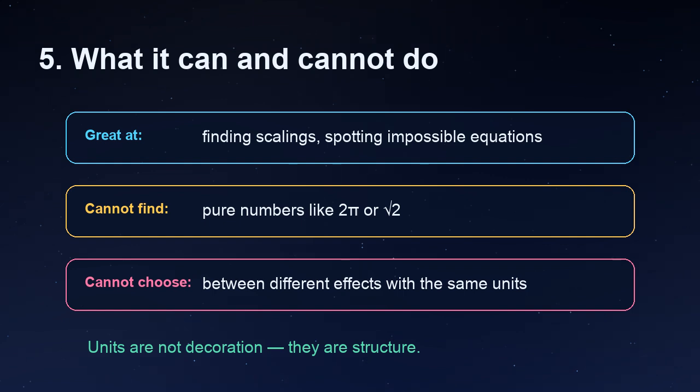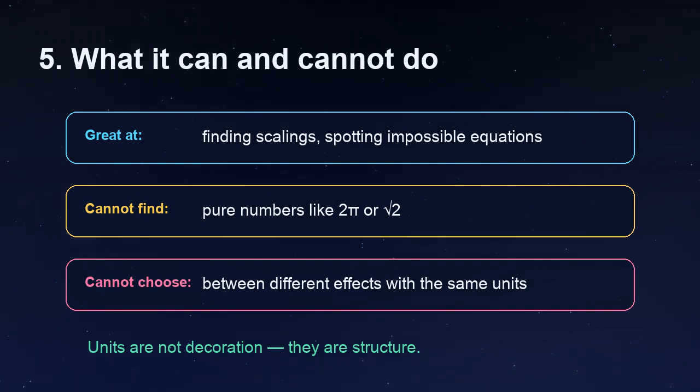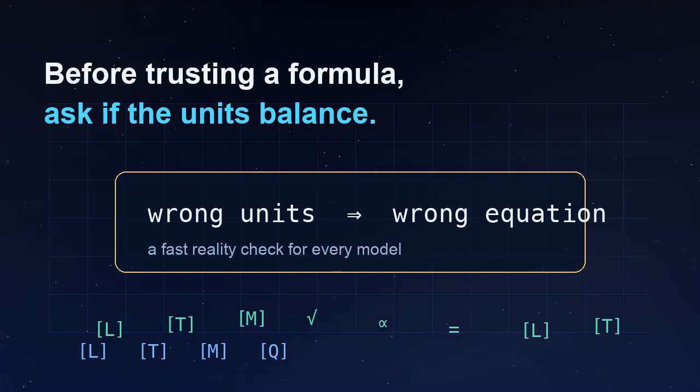Dimensional analysis is not a replacement for dynamics. It cannot give every constant, or decide between effects with the same units. But it is a powerful error detector and intuition engine. Before trusting a formula, ask, do the units balance? If not, the universe is telling you the equation cannot be right.